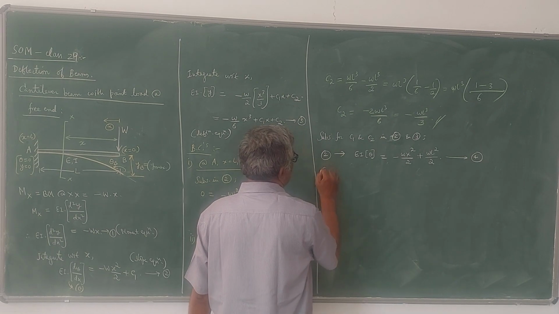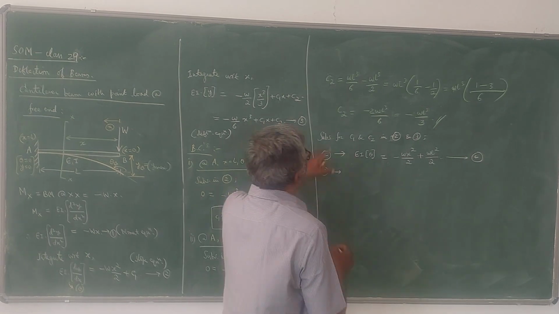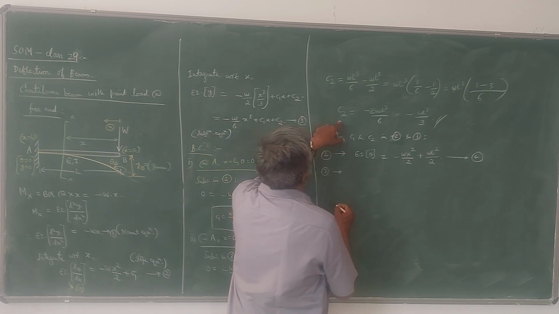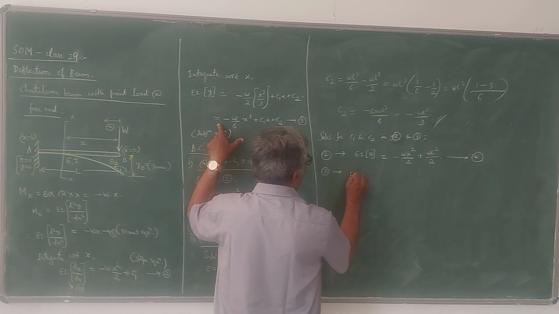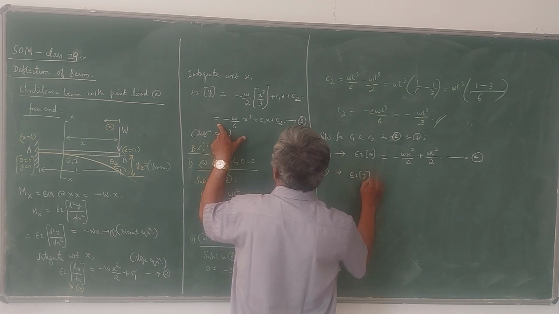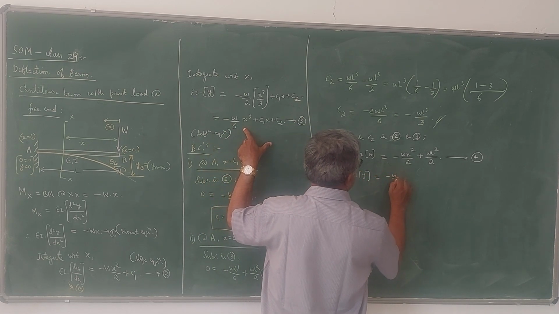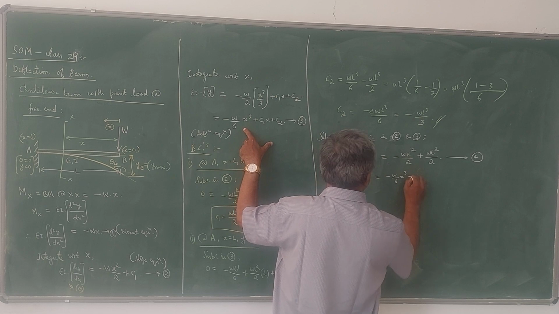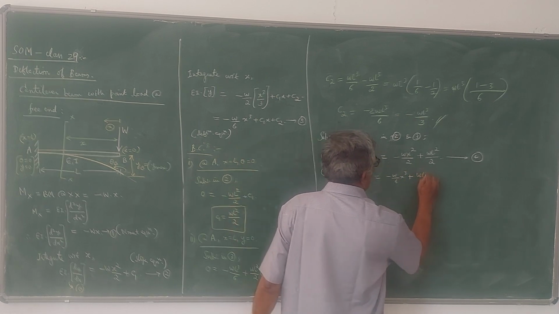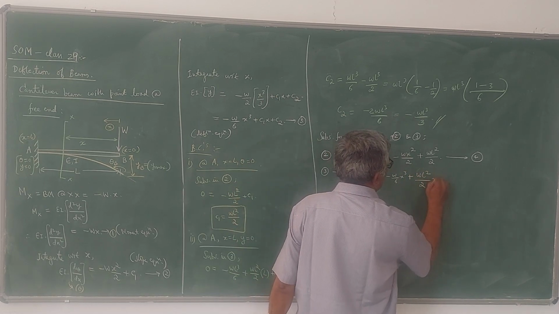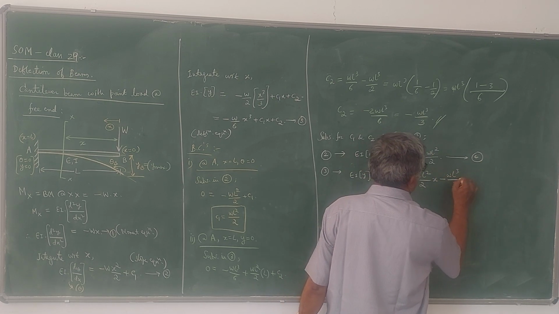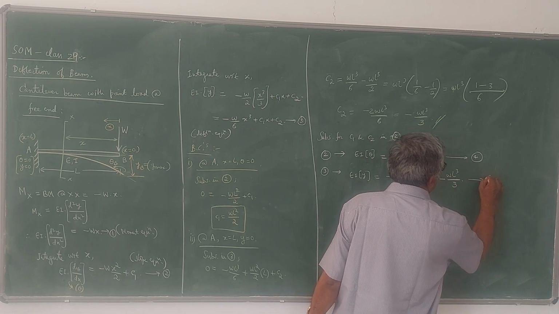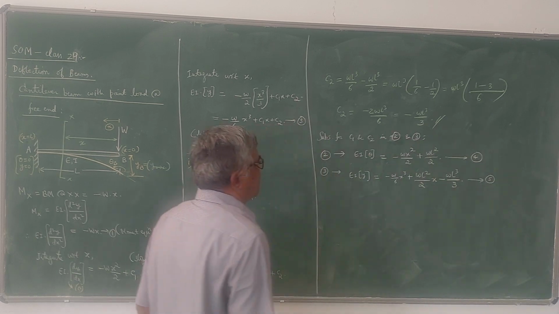Then substituting in equation 3, that is the deflection equation, EI into y is equal to minus W by 6 x cube plus C1x, that is plus W L square by 2 x, plus C2, that is minus W L cube by 3. So this is the final deflection equation, equation 5.